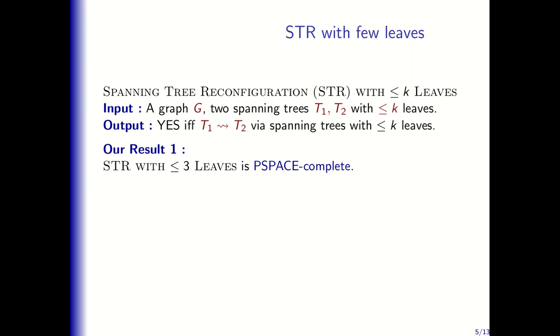So first, we can look at what happens when we want few leaves. When we have a graph G and two spanning trees that have at most k leaves, we can show that the problem is PSPACE-complete, and it's actually PSPACE-complete when we want at most 3 leaves all along the transformation.